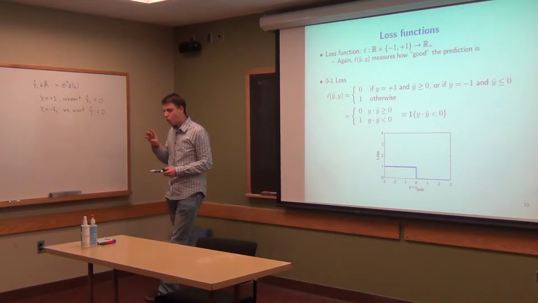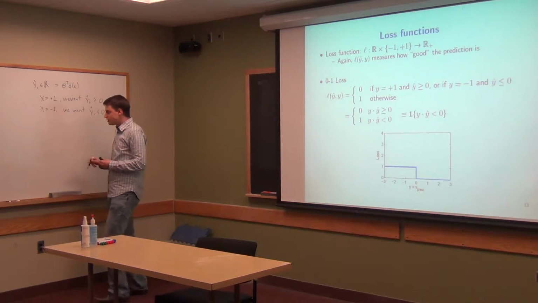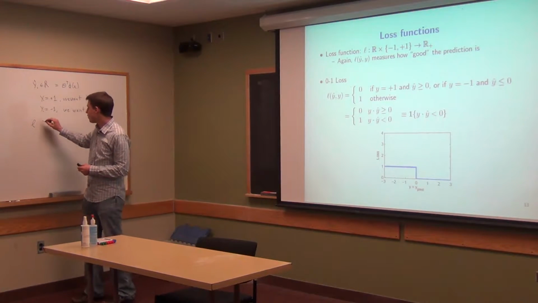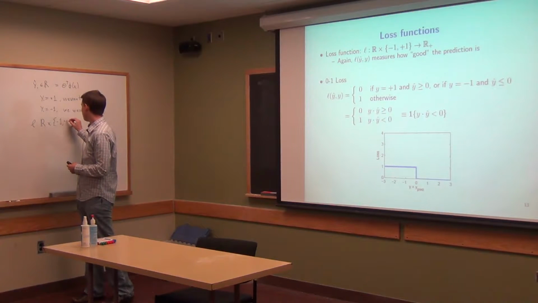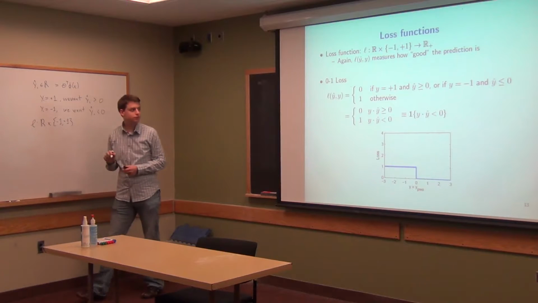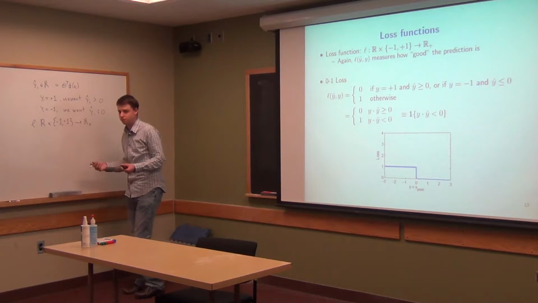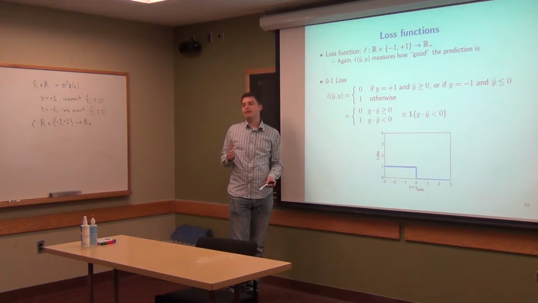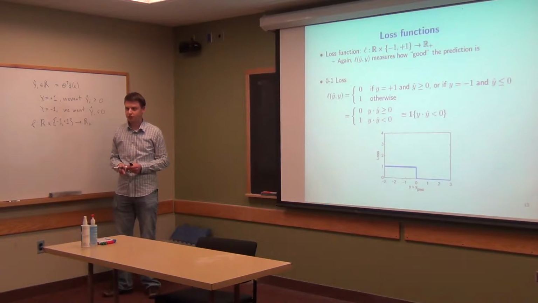So the important part, in some sense, for classification are these loss functions. And the loss function now is a function L, which takes as input a real value number, which is our prediction, and a true label, which is going to be 1 or -1. And that outputs, again, some loss that's greater than or equal to 0. And again, this loss function basically measures how good our prediction is.